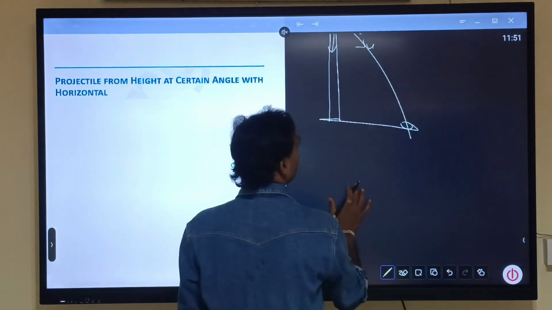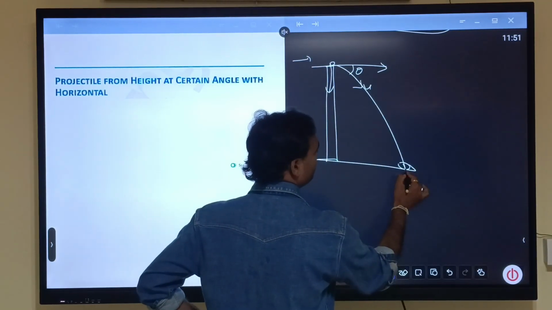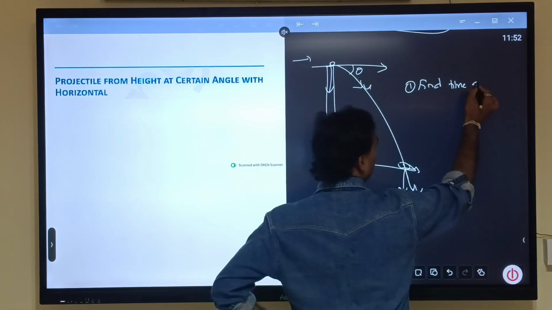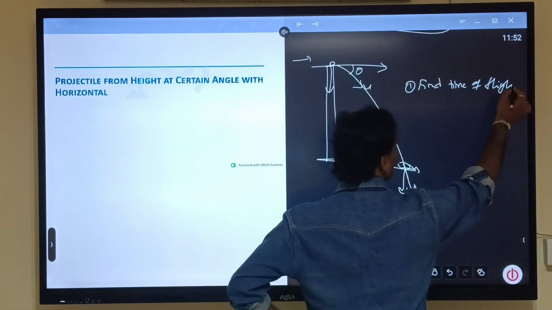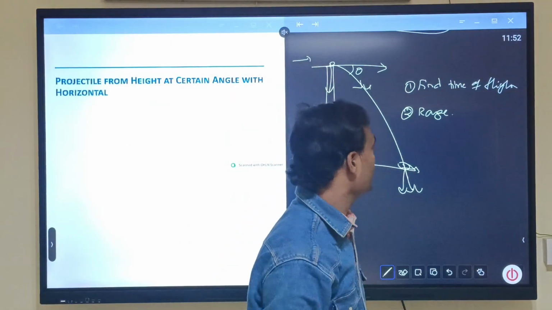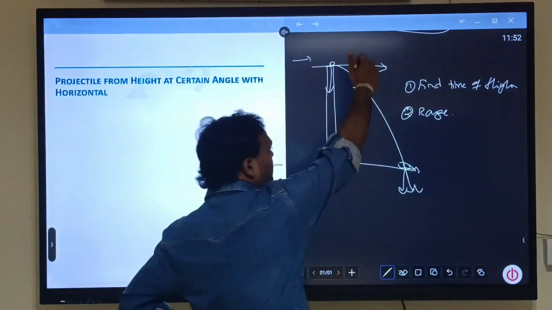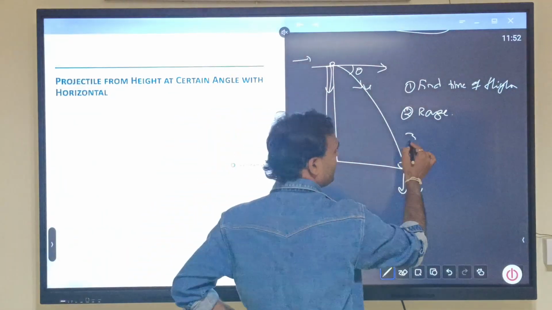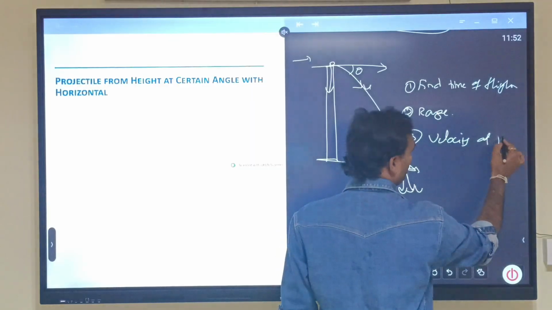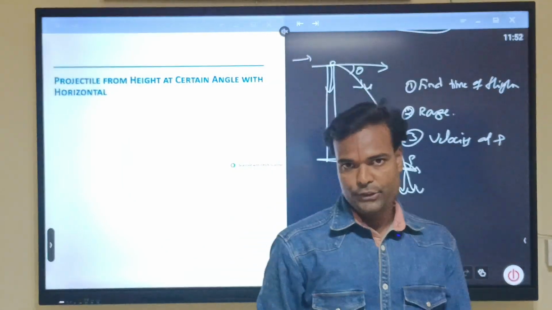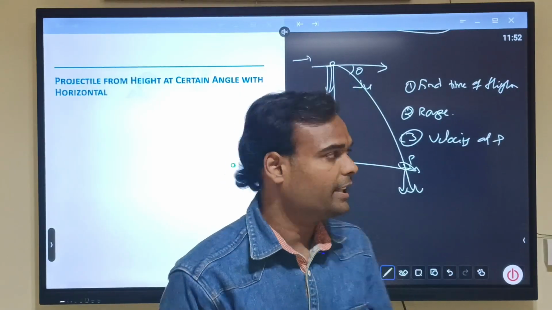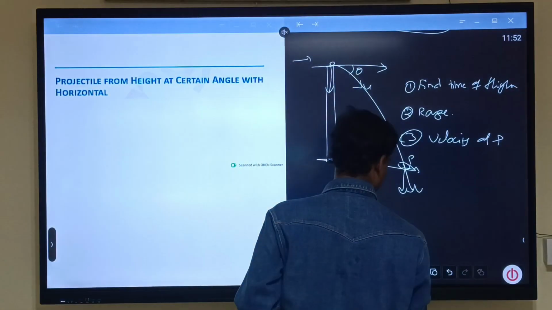Now, at this point, find the velocity. Number one, find the time of flight. Number two, find the range value. As I discussed in the upward direction concept before this, the procedure remains the same. And third one is the velocity at point P. These three values, you just try this. And if you have any doubts, you can comment. I will definitely help you. Right? Then, next one.